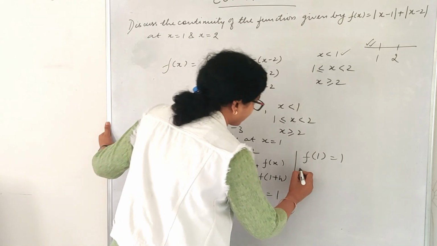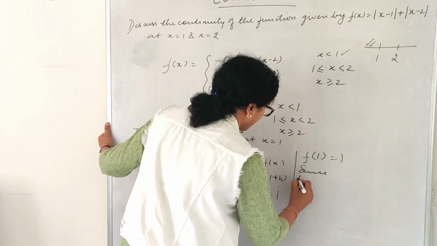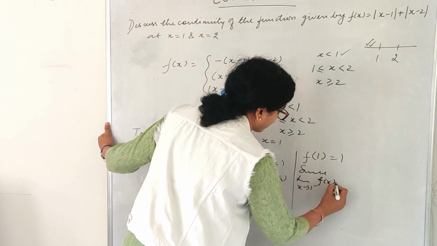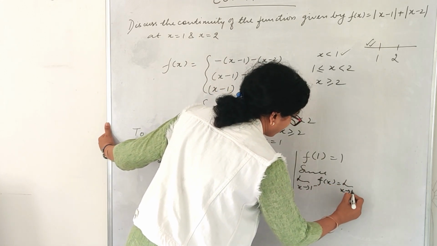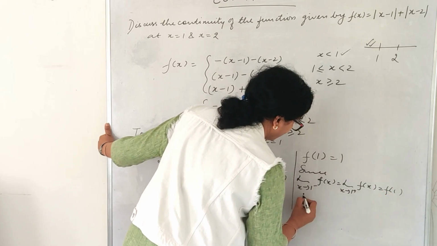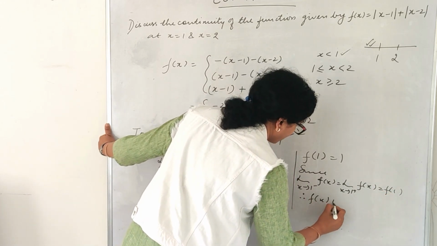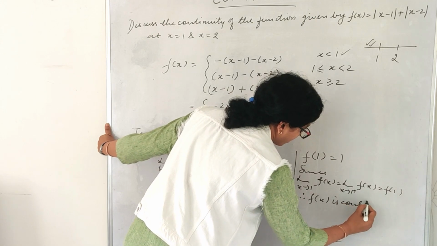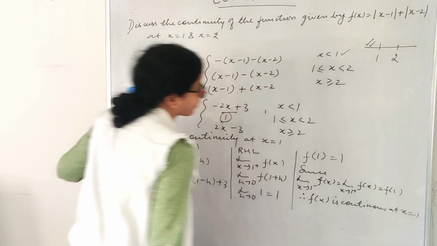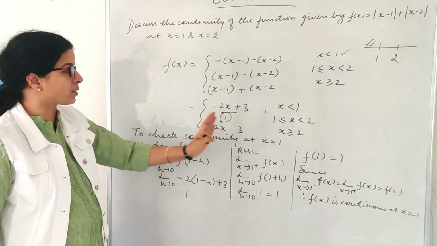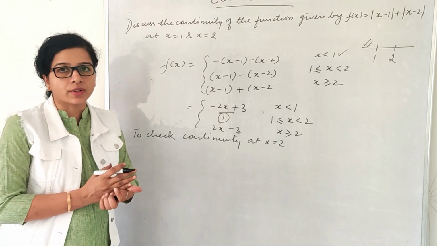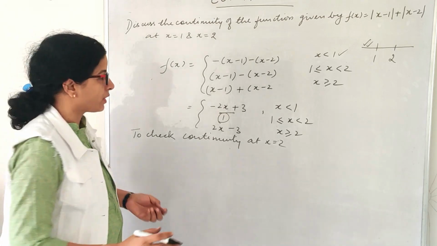So you will write, since limit x tends to 1 negative f(x) is equal to limit x tends to 1 positive f(x) is equal to f(1), hence f(x) is continuous at x is equal to 1. Similarly, we will check at x is equal to 2. Same old process, we will start with the left hand limit, right hand limit and the value of the function.